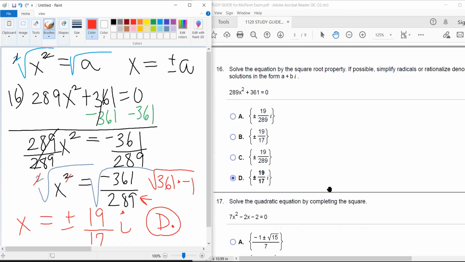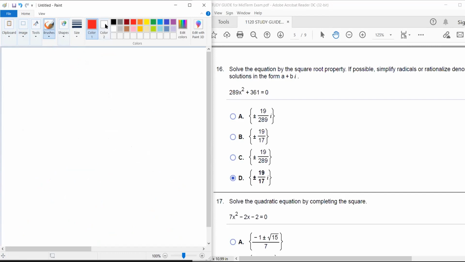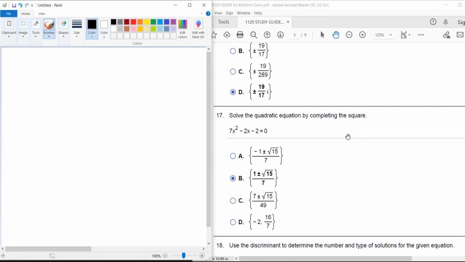Question 17 is also a quadratic equation. Now, I don't mind if you solve these quadratic equations by whatever methods you understand better. You don't necessarily have to use completing the square. Me personally, I would have used the quadratic formula. But I'll show completing the square in case that is another preference of yours.